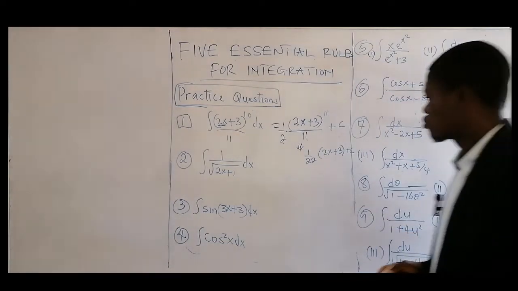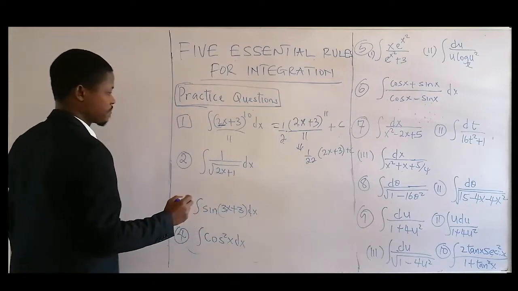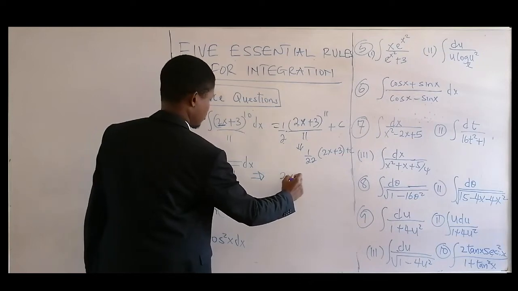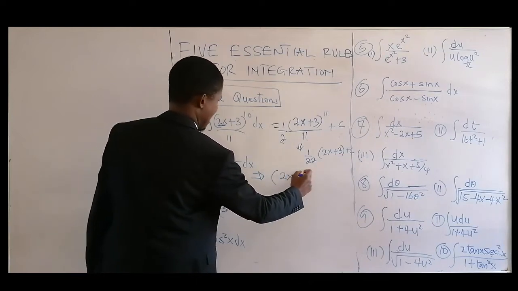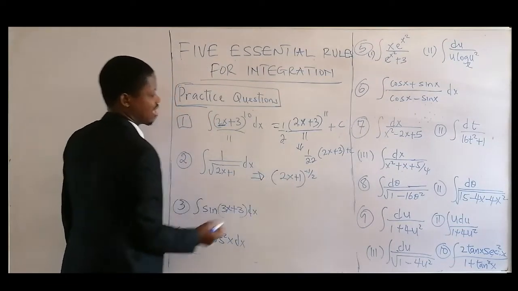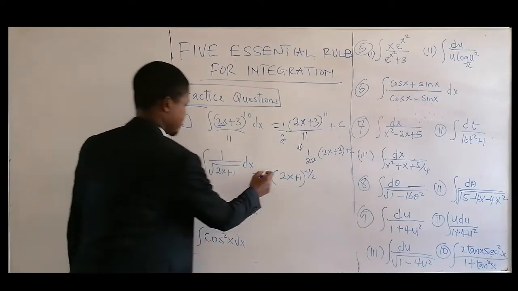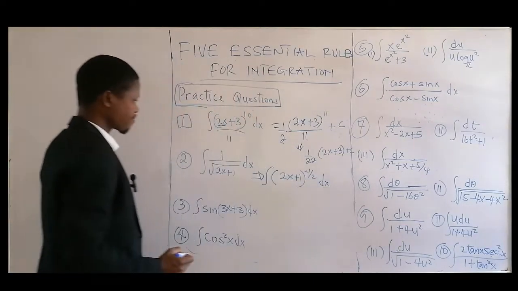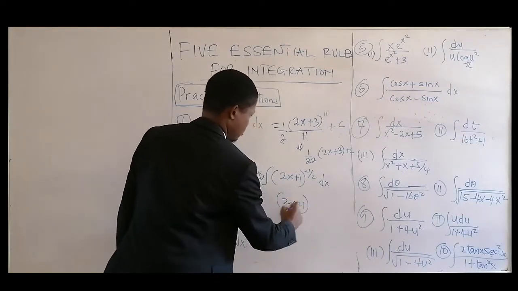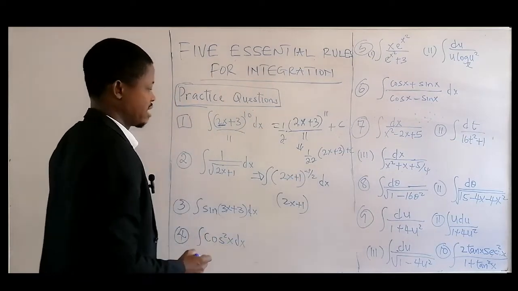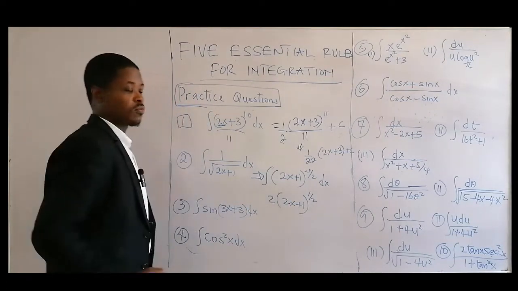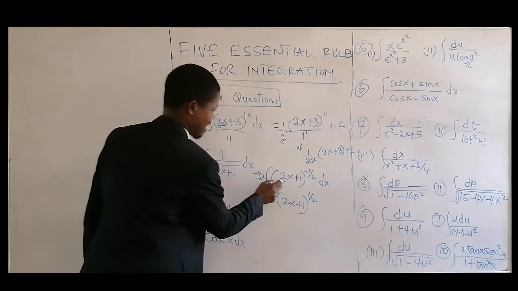Question 2. We are going to rewrite question 2 into this format. Question 2 will be equal to the integral of 2x plus 1 to the power half. The 1 over the square root will make it the power of minus half. Integral of that dx. And that will be equal to 2x plus 1, this power plus 1, that will give you half. Okay, then divide by half, which will be what? Which will be 2.